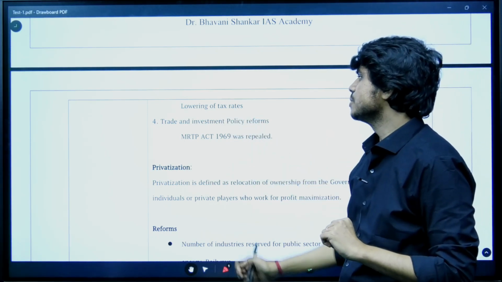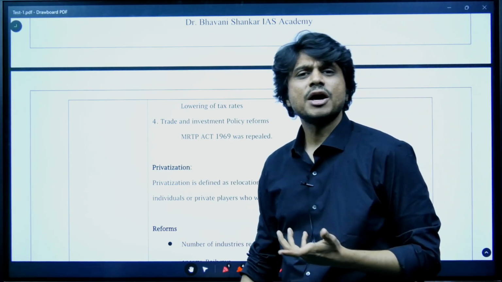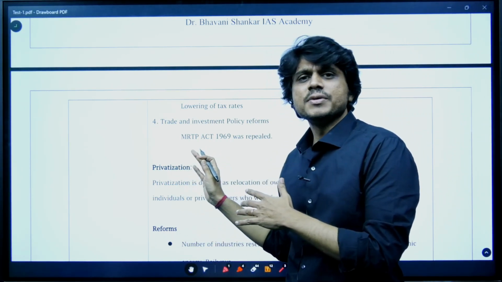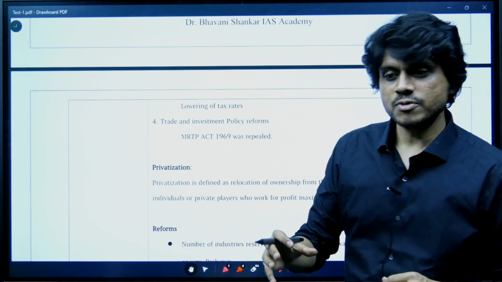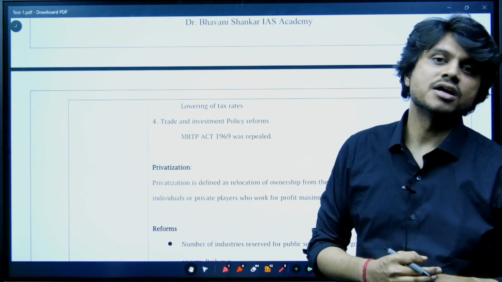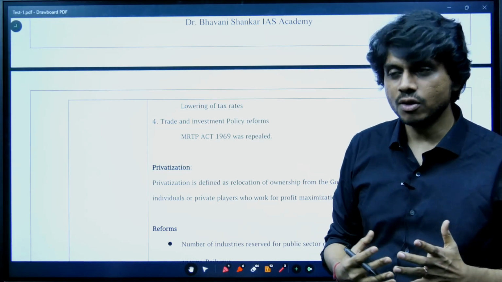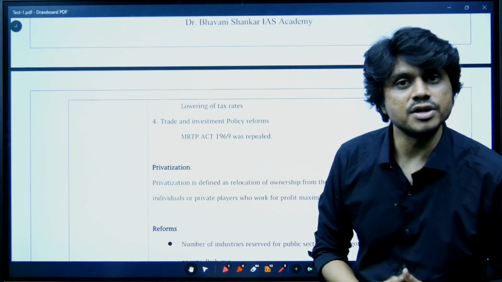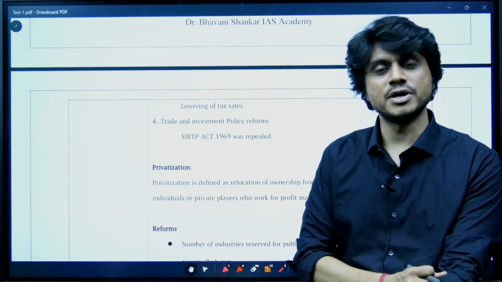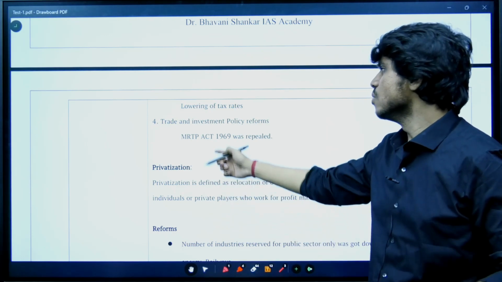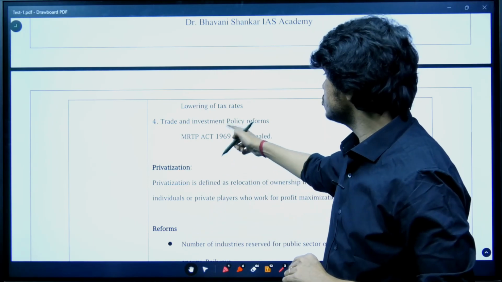So what are the trade and investment policy reforms? The MRTP Act 1961 was repealed. What is this MRTP Act? During this time period, in order not to allow any kind of monopoly practices, because during the time of the British East India Company it had a monopoly, it became too large and we got scared. We assumed such monopolies are not good for the Indian economy, so we did not allow any kind of acquisitions and mergers. There was a very strong and strict act, the Monopolies Restriction Act. This was repealed.